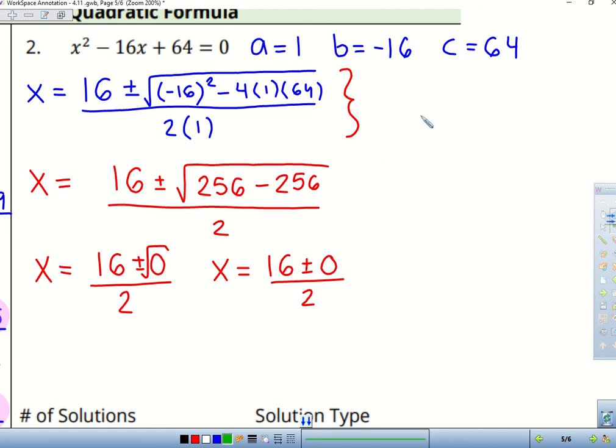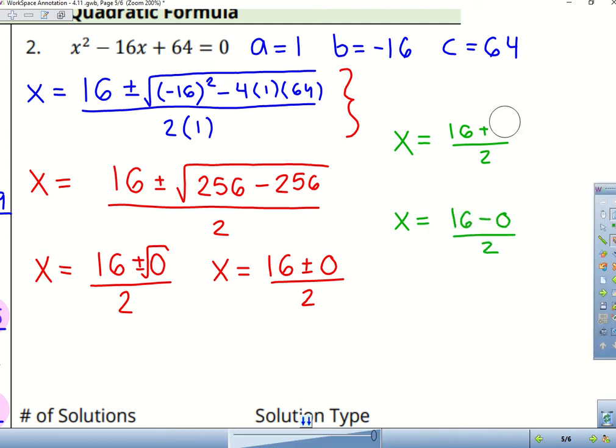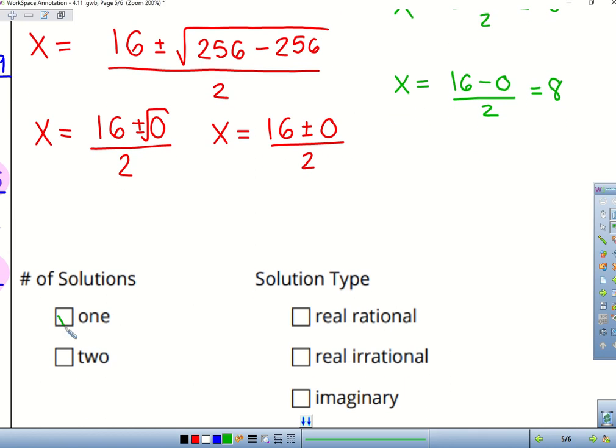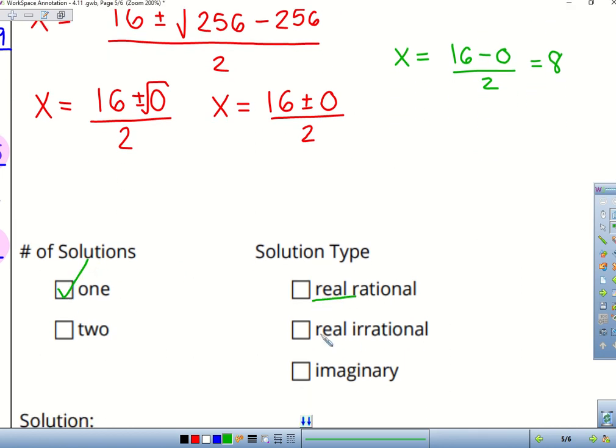So I have 2 solutions. X equals 16 plus 0 over 2, and x equals 16 minus 0 over 2. Both of these come out to be what number? X equals 8. Does everyone see why they both come out to be 8 here? Okay. So how many solutions do we have here? 1. Good. And is it real? Yeah. And is it rational? Yeah.